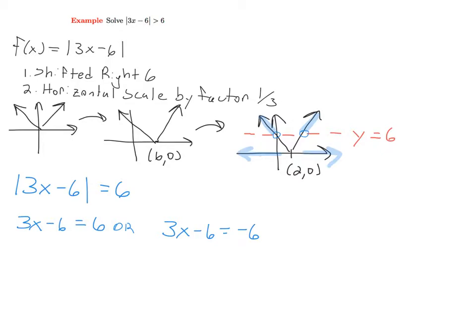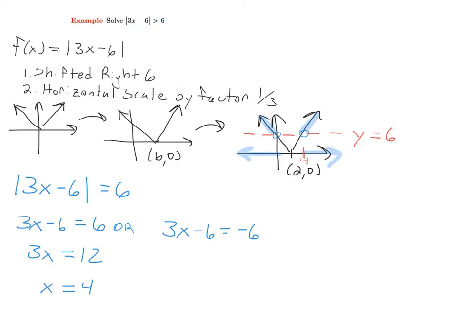And so solving the first equation on the left, we add 6 to both sides, and then we divide by 3. So this tells me that over here, this point corresponds to an x value of 4. That's where the two graphs intersect.